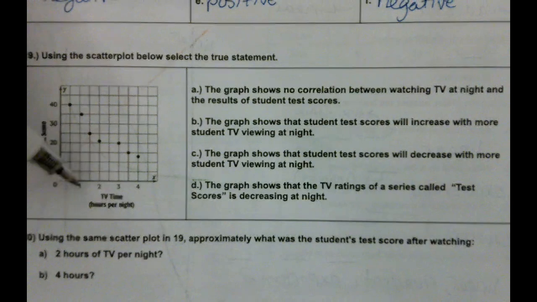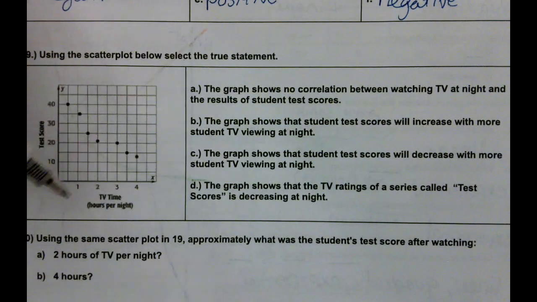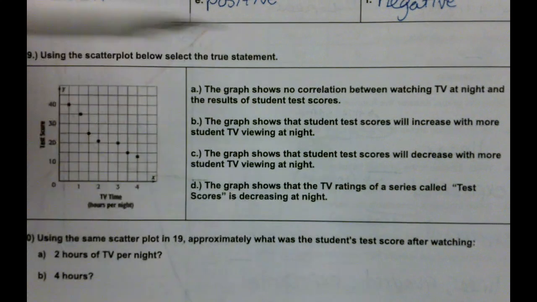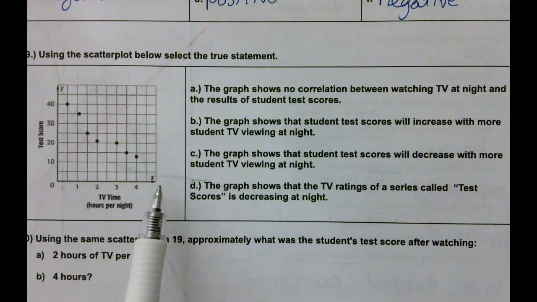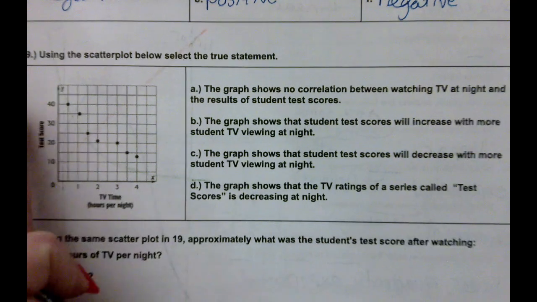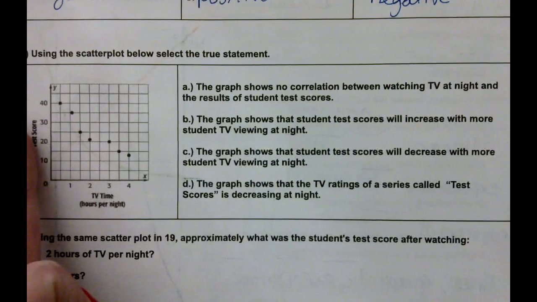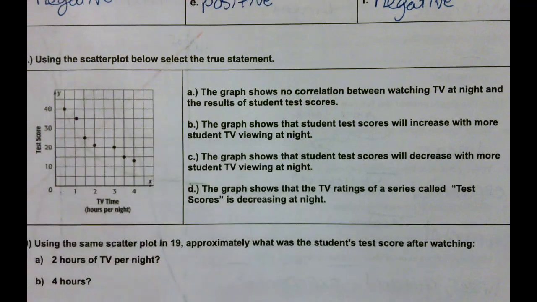So this is how much time these people spent watching TV: 1, 2, 3, or 4 hours, or somewhere in between. And then their test score. So I know what the problem's about, but if you had to just think about this for a moment, this is how much their TV time is affecting their test score. As you can imagine, the more TV you watch, the lower your test score is going to be in general. So let's see which ones correctly states this.